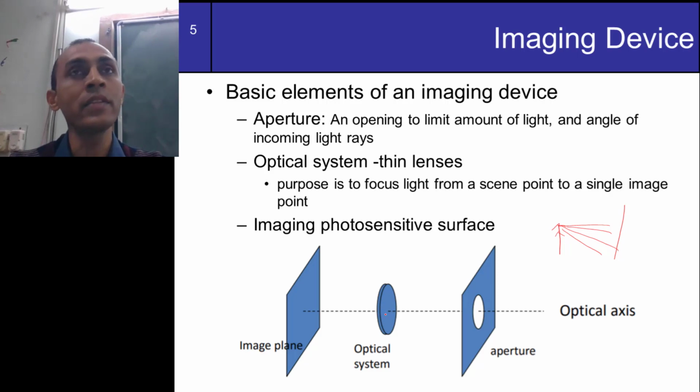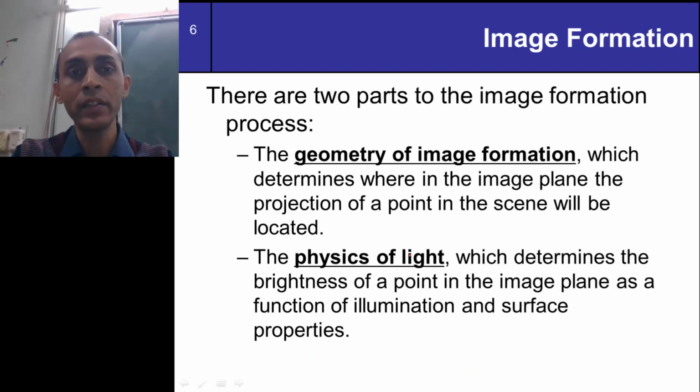And then there is a lens system which helps the rays to get focused on the imaging surface, which is kept at the focal length of the lens. And then there is a photosensitive surface which basically gets excited.